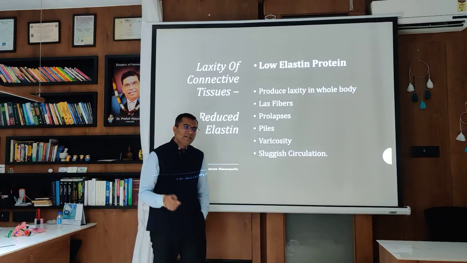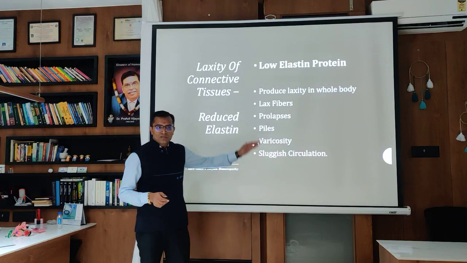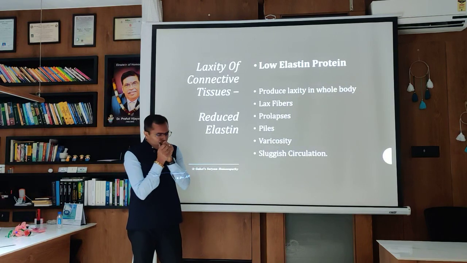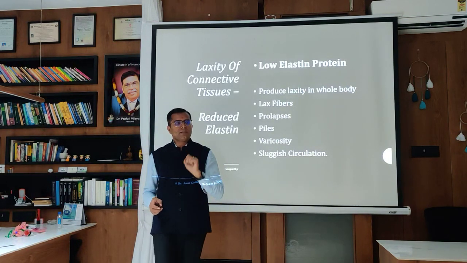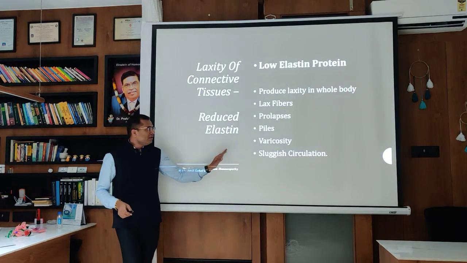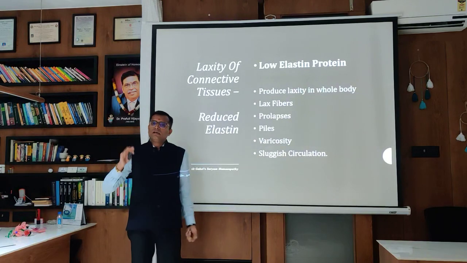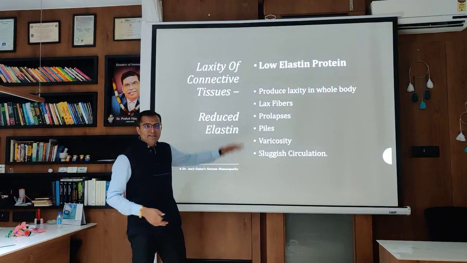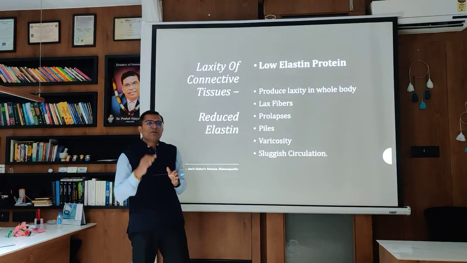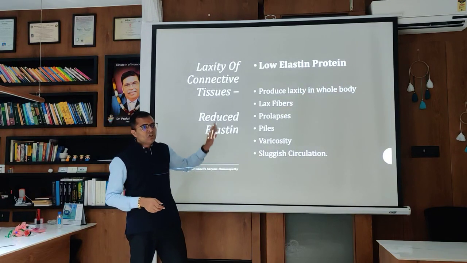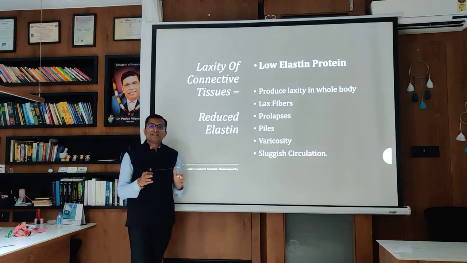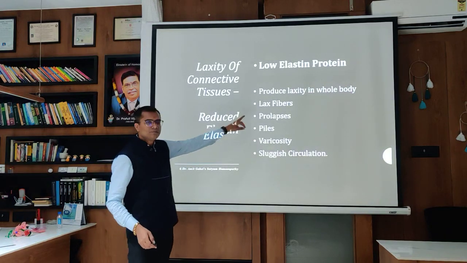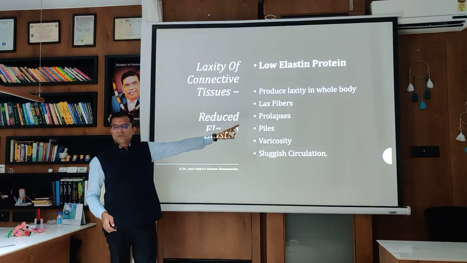So what happened? There is a laxity of connective tissues. So these are all connective tissues: blood, blood vessels, bones, muscles, elastin, fibrin. So there is a laxity of connective tissue, which we call reduced elastin. So there is low elastin protein, because of low synthesis. What we see in response at the cellular level is that the synthesis of the protein is low. Okay. So low synthesis of the protein leads to laxity, and laxity at the level of the body, at connective tissue particularly, produces lax fiber. If it is at a muscular level, it produces lax fiber.